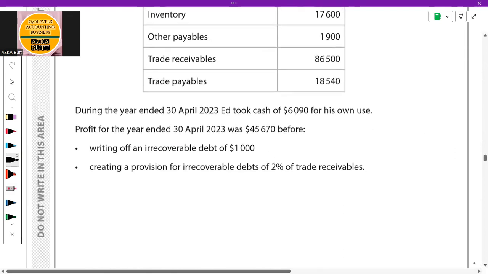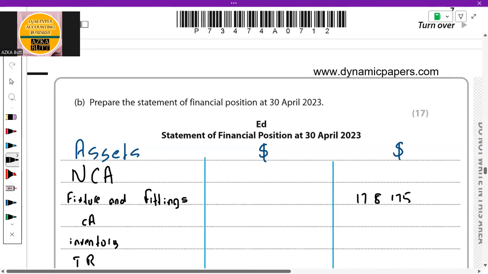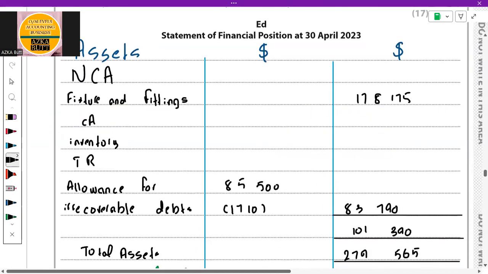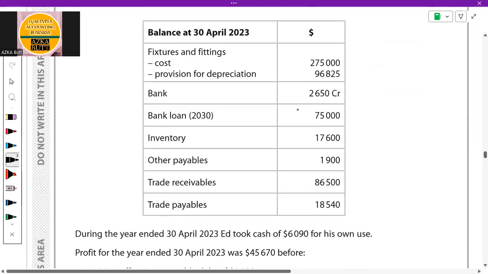Okay, so first of all, I think we should just see the requirement. We have to prepare the statement of financial position, SOFP, at 30 April 2023. So for making the SOFP, first of all, we have to write the assets. In assets, we have the non-current assets first, and then the current assets. As you can see, in non-current assets we have only the fixture and fittings. So now deduct the provision for depreciation from the cost, and you will have your net book value.